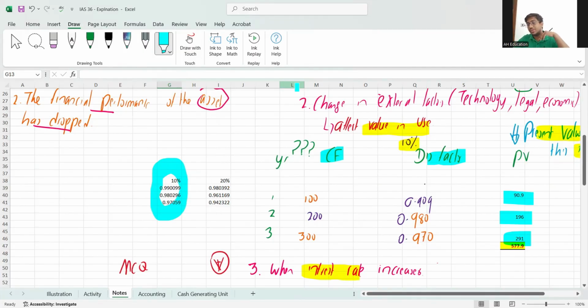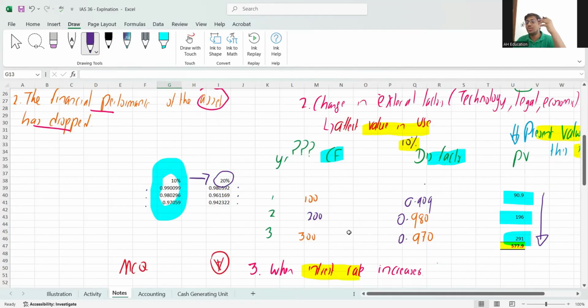Now, coming to the external factors, you all need to understand this. Just pause my recording and try this. If my interest rate is increasing from 10 to 20%, can you see here, my discounting factors are also reducing compared to the discounting factors given at 10%. Then my value in use will also reduce. When my interest rate changes like this, my value in use will reduce.